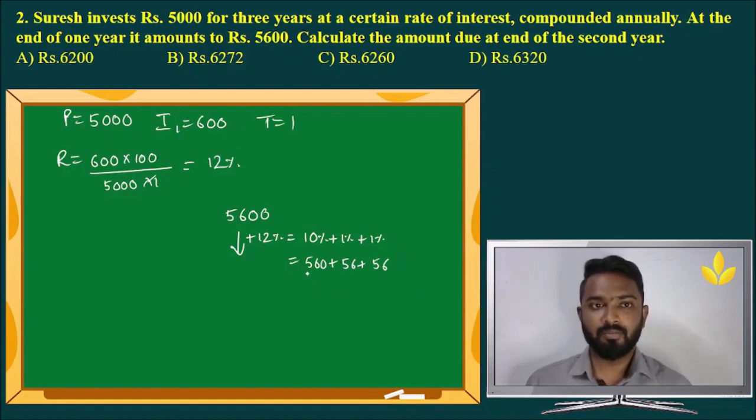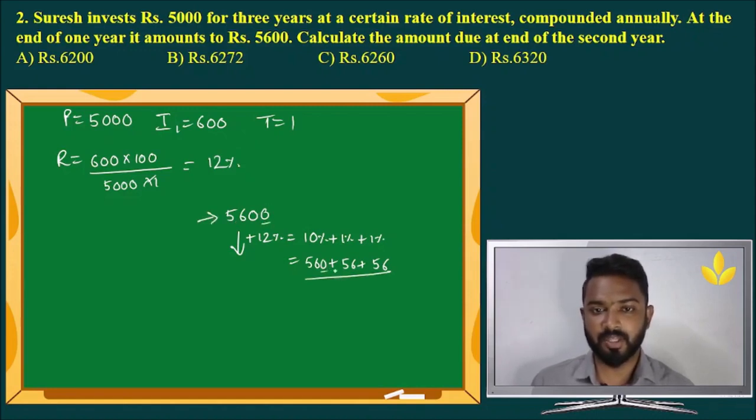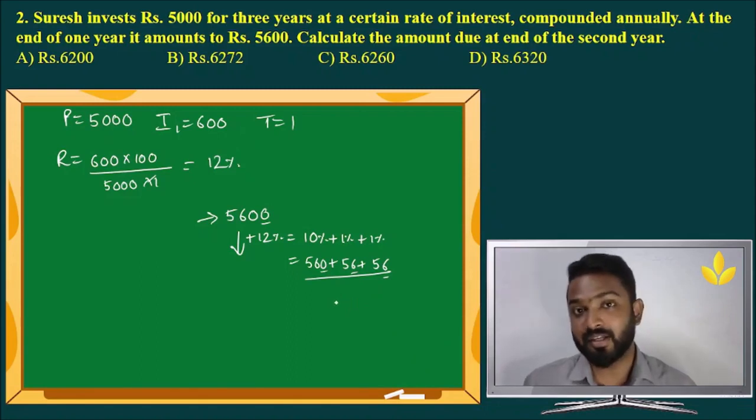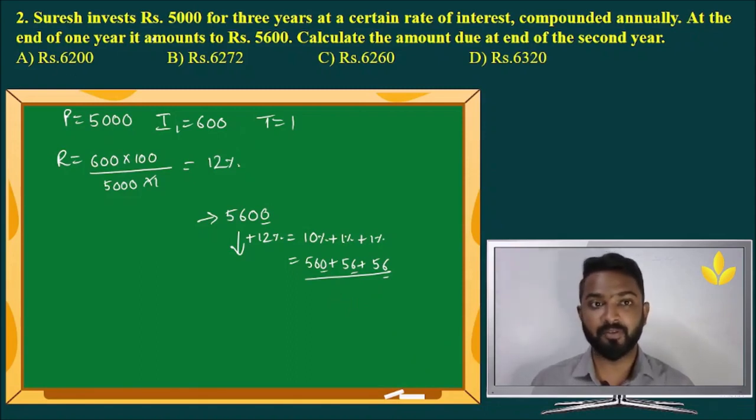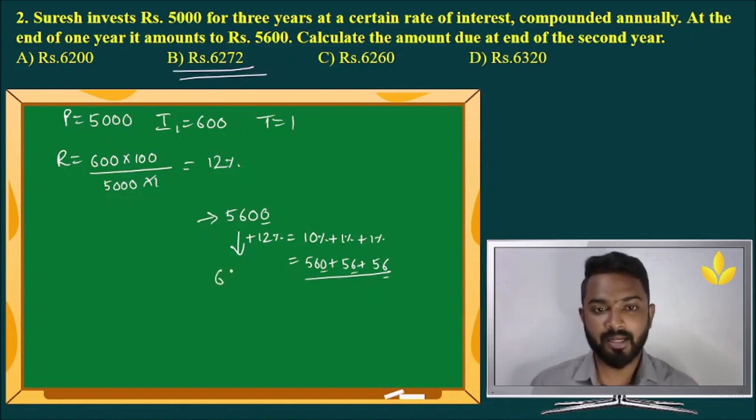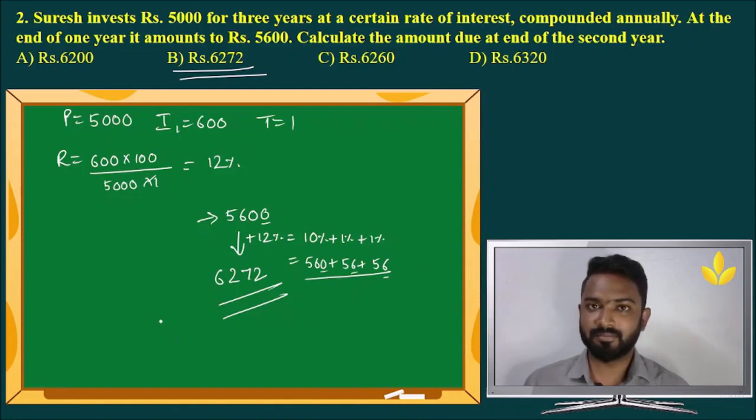Now let's find the units place of this answer. Final answer is this plus this. 0 plus 0 plus 6 plus 6 is nothing but 12. So the final answer has to end with a 2. If you look at the options, there is just one option which ends with a 2. That is the final answer. That's it. Let's move on.